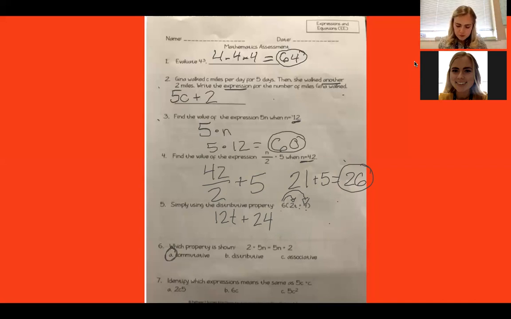Okay. 7. Identify which expression means the same as 5c plus c. So when we plus c, it's like plus 1c. So it's like we're doing 5c plus 1c. 5c's plus 1c's are 6c's. So I would say B is my answer, 6c. Okay, flip to the other side.